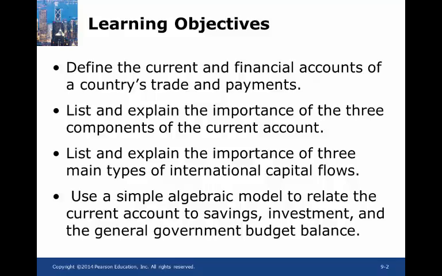So what we're going to be doing in this chapter is we're going to define our terms. We're going to look at each of these ideas, the current account and financial and capital accounts, in a little bit more detail. So we're going to kind of break them down a little bit. We're going to then, after that, use an algebraic model to relate the current account to savings, investment, and the government budget balance. So here we're going to be doing a little review of macroeconomics.